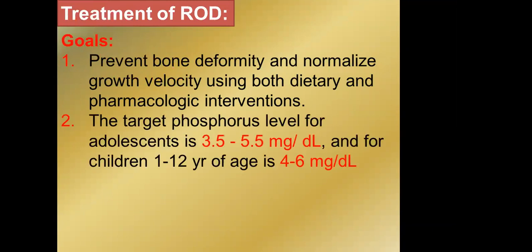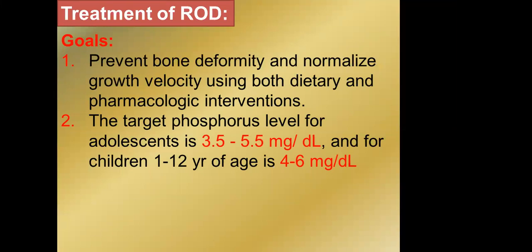Other goal, the target phosphorus level for the adolescent is 3.5 to 5.5 milligram per deciliter, and for children between 1 and 12 years of age, is 4 to 6 milligram per deciliter. When you control the phosphorus, it will control the calcium level. As you know, when the phosphorus is decreased, the calcium will be increased, and this will result in inhibition of parathyroid hormone secretion, and this ultimately ends with decreased bone resorption.